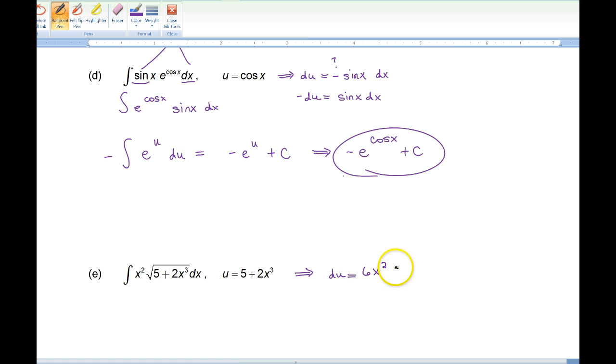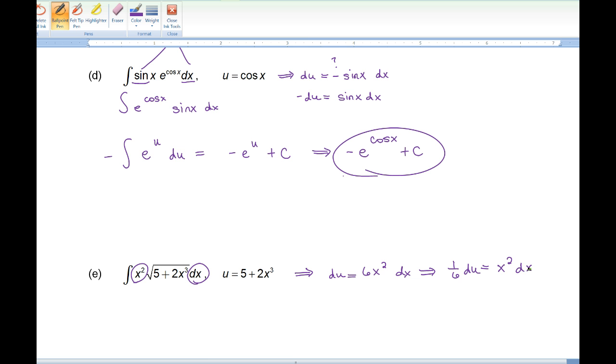So 6x squared dx. Now, I have an x squared and I have the dx, but I don't have the 6. So, I'm going to divide by 6. Actually, we manipulate the du, not the actual function.